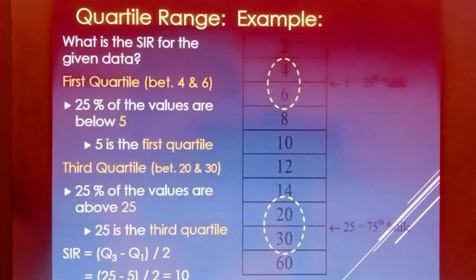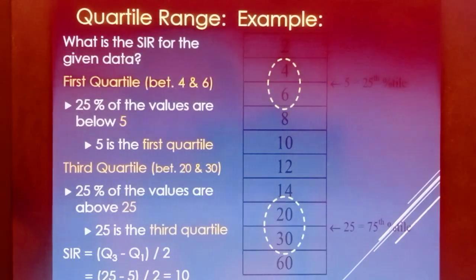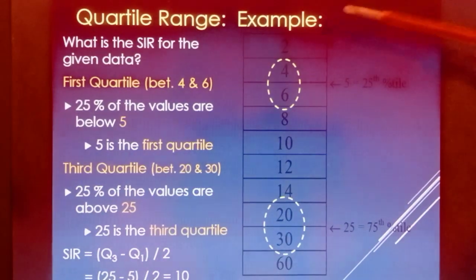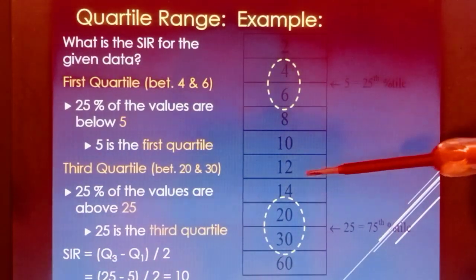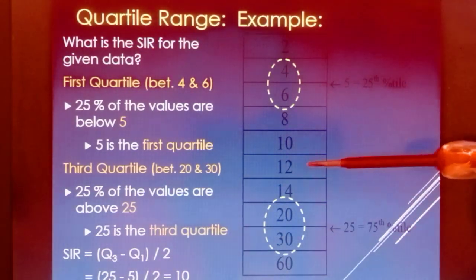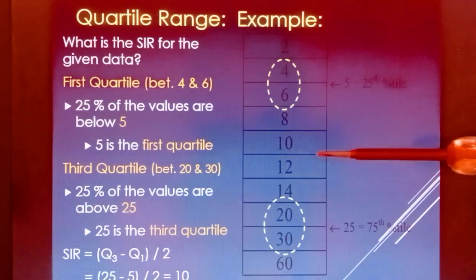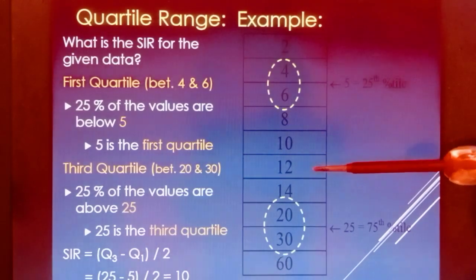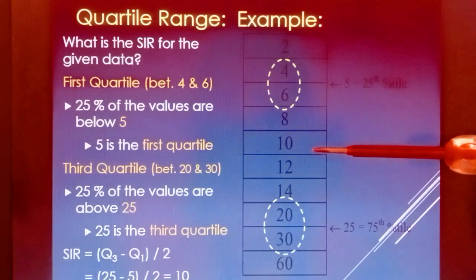So, SIR is Q3 minus Q1 divided by 2. So, 25 minus 5 equals 20 divided by 2 equal to 10. So, pareho ba siya ng median natin? So, 1, 2, 3, 4, 5, 6, 7, 8, 9, 10. 1, 2, 3, 4, 5. So, ang median natin actually is between 10 and 12. So, 11. No? 11 ang second quartile natin. Pero dito, ang SIR niya is 10.